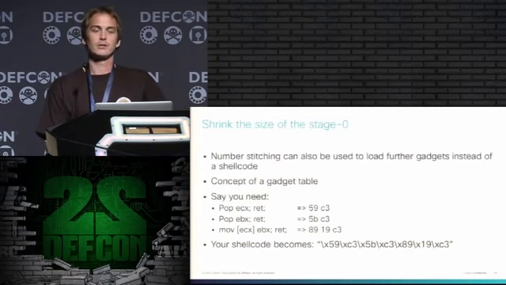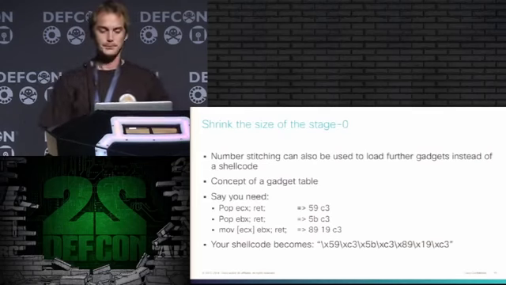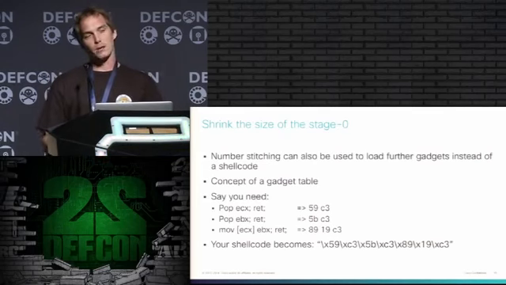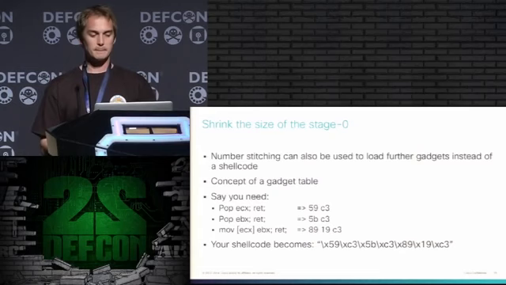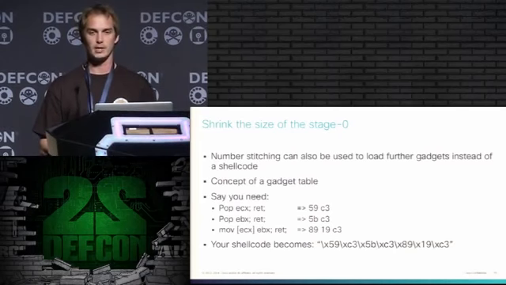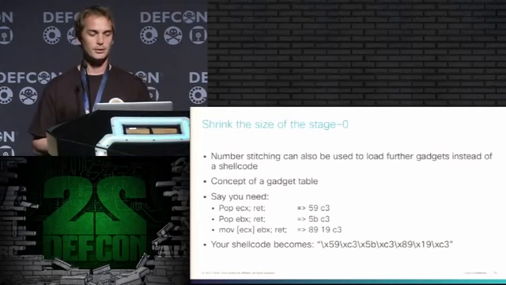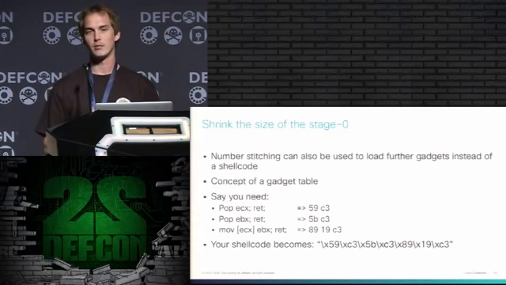So now I tried to take an approach to shrink the size of the stage zero. One approach was that instead of loading the whole shellcode in memory, which is a big number of bytes, and just dumping it there, I could create some kind of gadget table at the location I wanted. I load a bunch of additional gadgets and use that as a table to further continue my exploit.